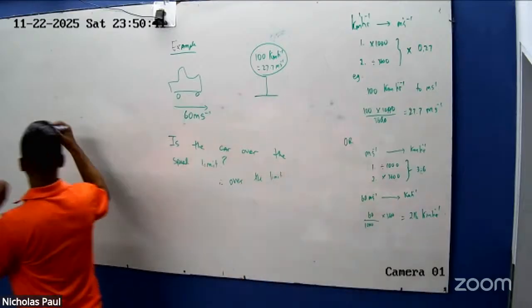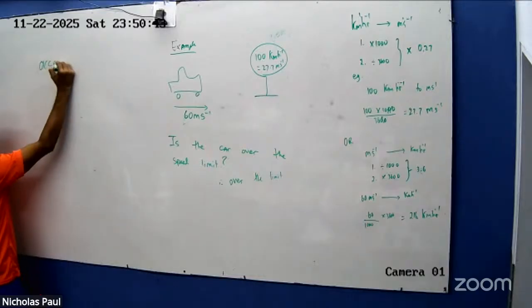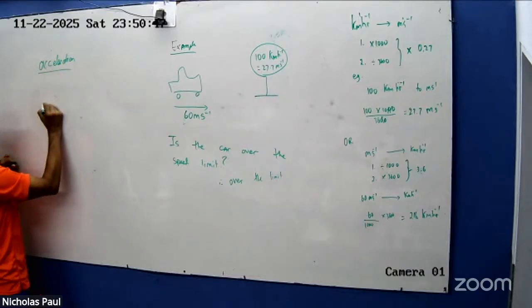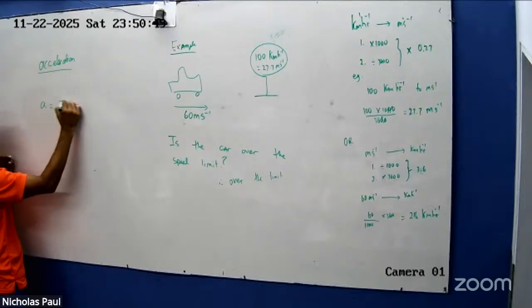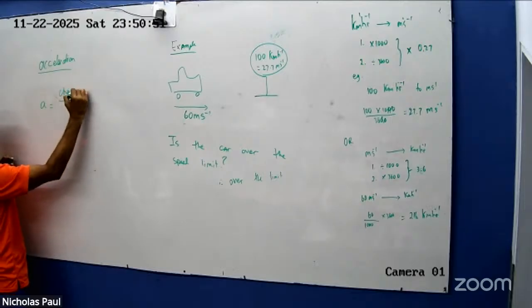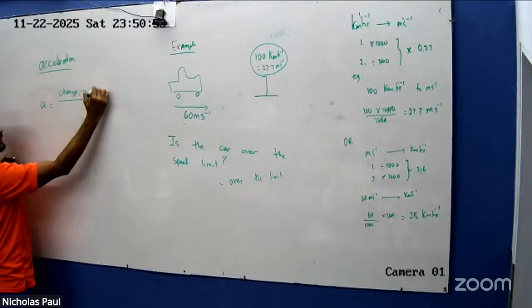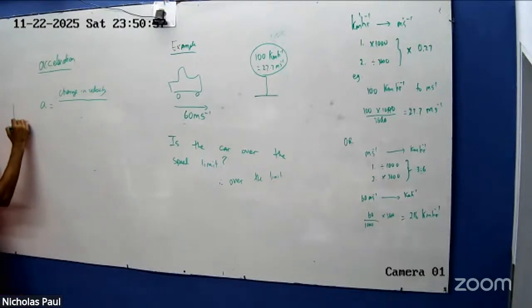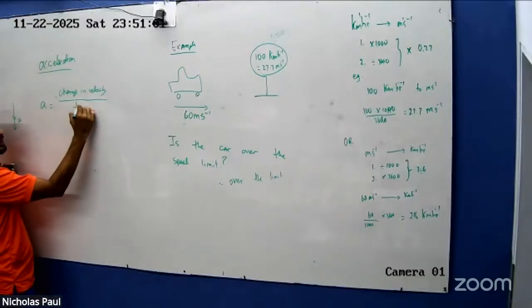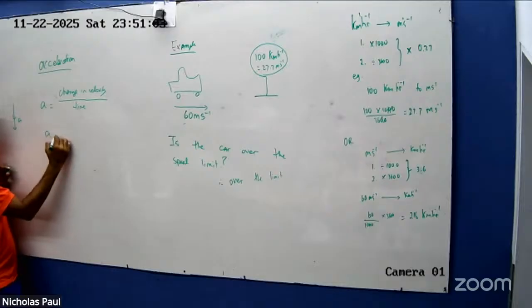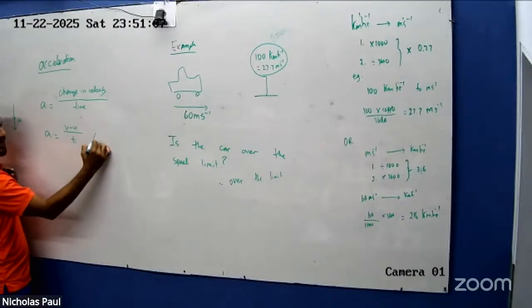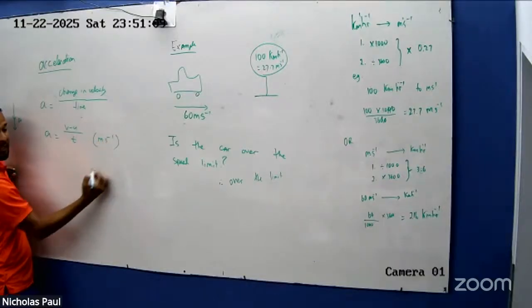So here's what we're looking at. We're looking at that new quantity called acceleration. Acceleration happens when there is a change in velocity. So as the apple was falling, there was an acceleration because the velocity kept changing with time. So acceleration is a change in velocity over time, and the SI unit is meters per second squared.